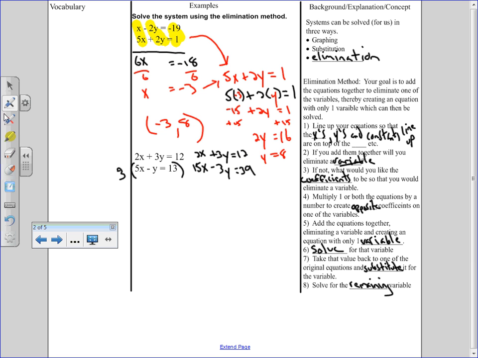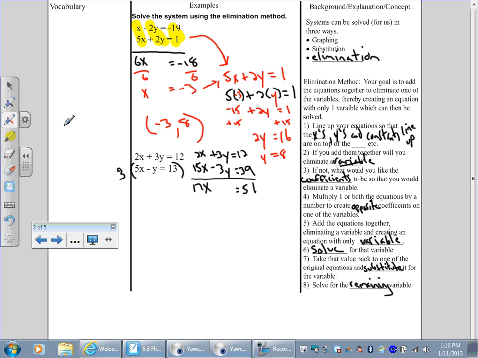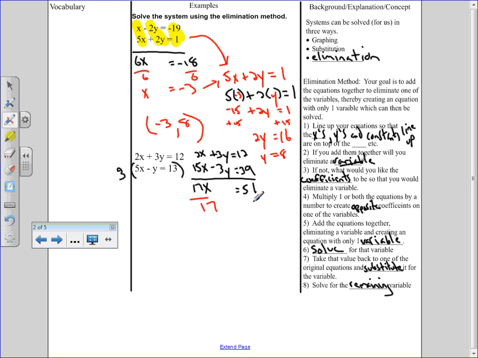Now, when I add the equations together, I actually end up eliminating a variable. I get 17x, the y's cancel each other out, and I get 51. If I divide both sides of that by 17, I wind up finding out that x is equal to 3. Now, I haven't solved the system yet. Remember, we have to find the y value now, but where can I go?